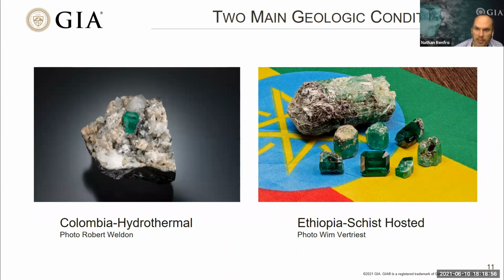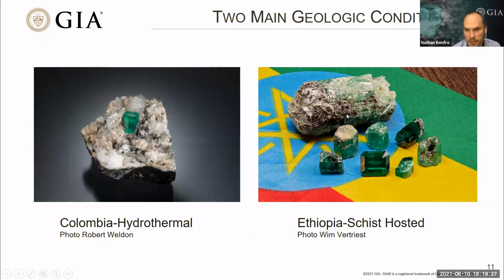When we're looking at emeralds, there's two main groups that we are trying to sort these emeralds into to help us make a determination for origin. These are two examples. We have an example of a Colombian emerald, and that's from a hydrothermal type of environment. The other type of environment is what we'd call a schist hosted environment, and this example on the right here is from Ethiopia.